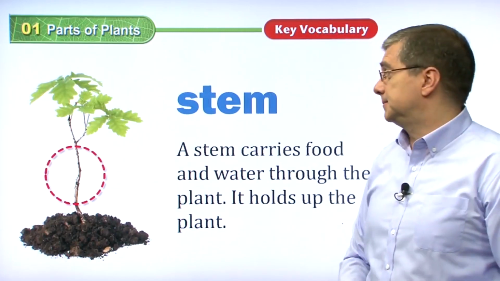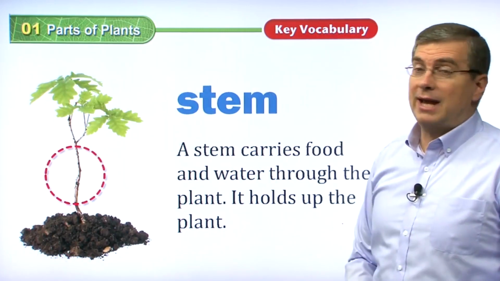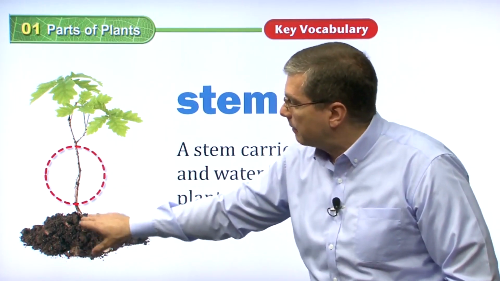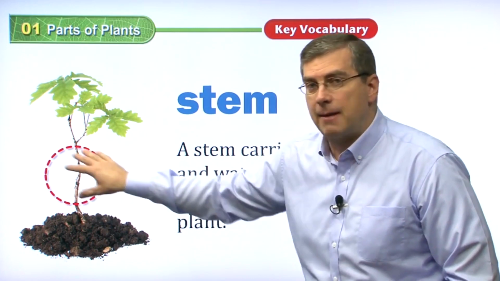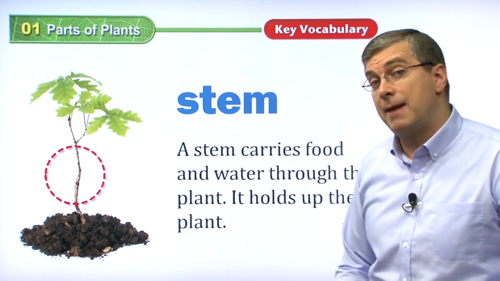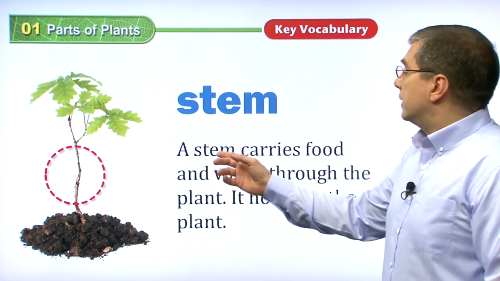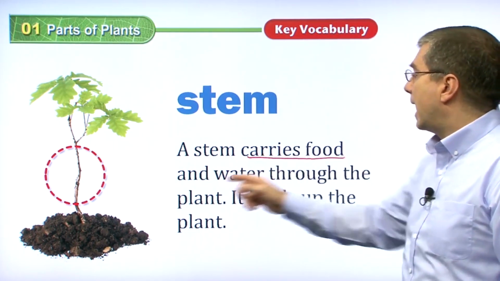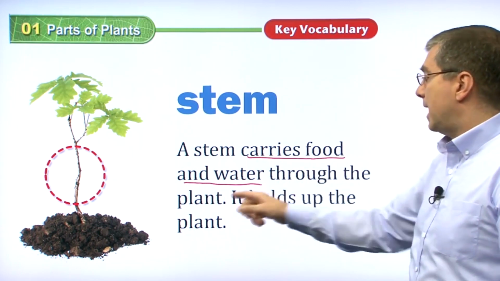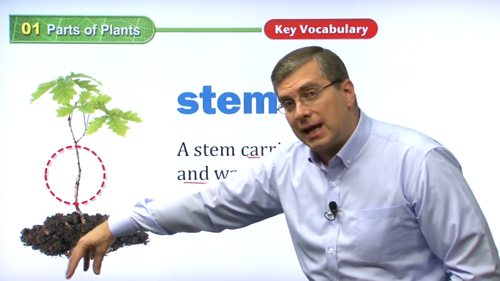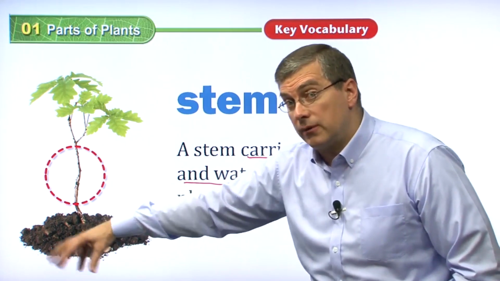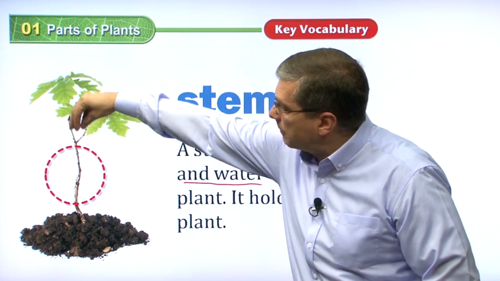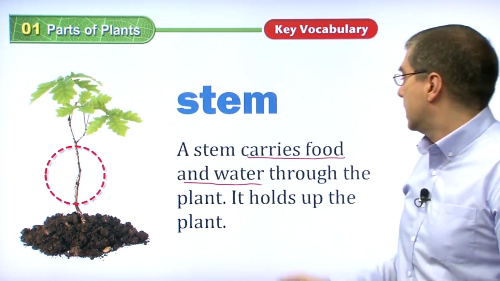Okay, let's move on. Let's talk about the next part of the plant, which is the stem. We started at the bottom, the roots we can't see, but now we're coming up and we can see the stem is here. What does the stem do for the plant? A stem carries food and water through the plant. So the roots down here, they're taking in water. They're also taking in food from the dirt, from the soil. And the stem carries that food up, right, to the leaves, through the plant.